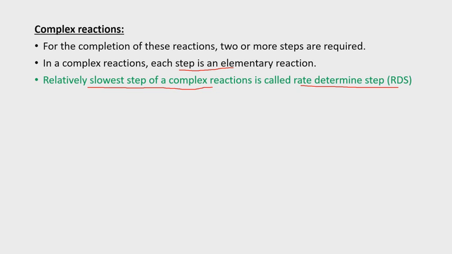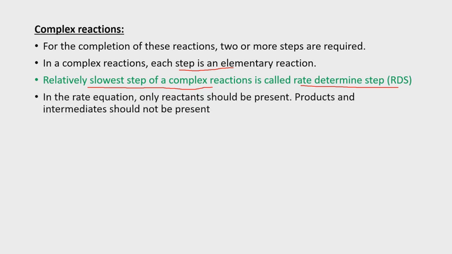So that slowest step is called RDS, rate determining step. Next, in the rate equation, only reactants should be present. Products and intermediates should not be present. As you know, while we are writing the rate equation, generally we mention R equal to K into A power M, B power N, like that. Capital A and capital B represent reactants only. We don't mention products and intermediates in rate equation.